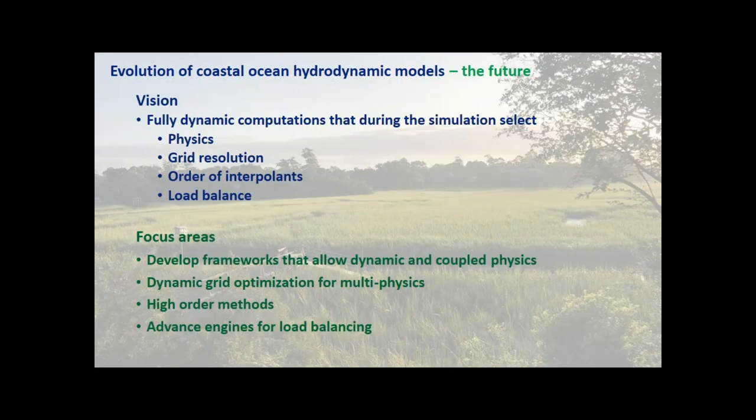So what's the vision? Really fully dynamic computations that change and evolve to what's needed. That would suggest that the physics should change on the fly depending on where you're at and what you're doing. And I'll get into that a little bit. Grid resolution obviously should change. So that's h-adaptivity, and we've been working on it, as well as many, many others, for a long time. The order of the interpolants should change. We just should not be using simple linear interpolants in codes like these. We need to be much more clever about it. And also, the whole thing should dynamically load balance and change how it's assigning workloads to cores. So I'll talk a little bit about developing frameworks that allow this dynamic and coupled physics, dynamic grid optimization for the multi-physics, higher-order methods, and advancing engines for load balancing.